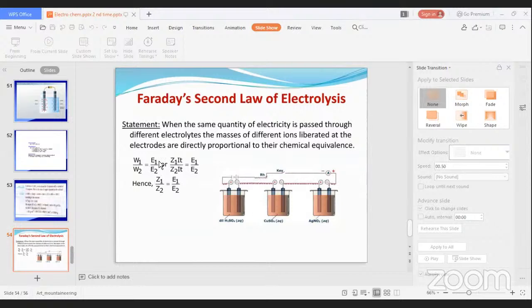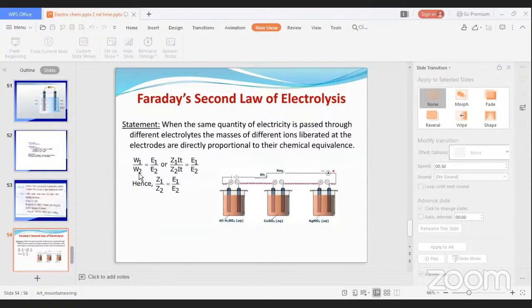Here E indicates the equivalent weight. We are taking sulfuric acid, copper sulfate and silver nitrate. These three are different types of electrolyte solutions. The equivalent weight of HCl or H2SO4 is 1. Copper sulfate: 63 divided by 2, since 2 electrons are required for copper 2 plus to copper, so 31.75. Silver nitrate requires only 1 electron, Ag plus plus electron gives Ag, and the atomic weight of silver is 108. Here 1, here 31.75, here 108.